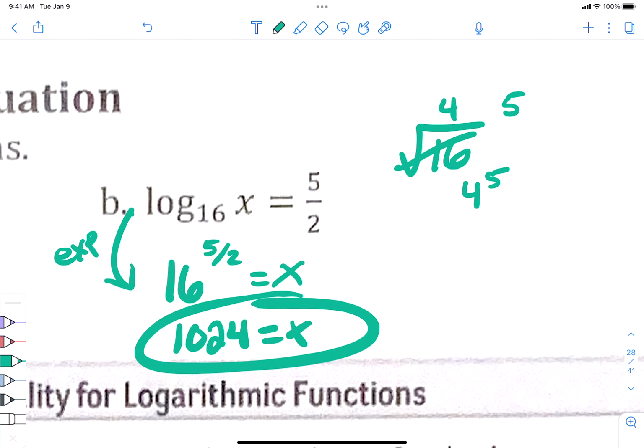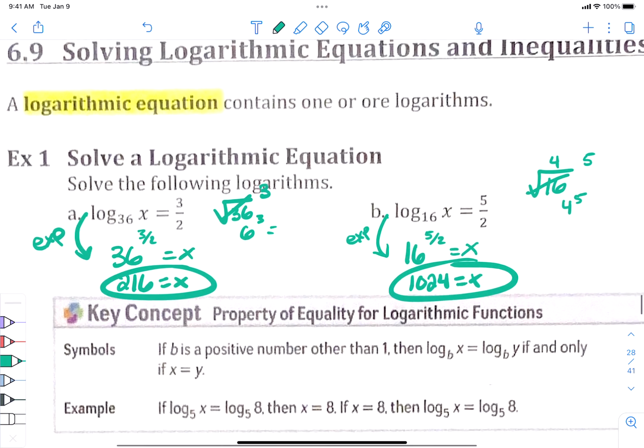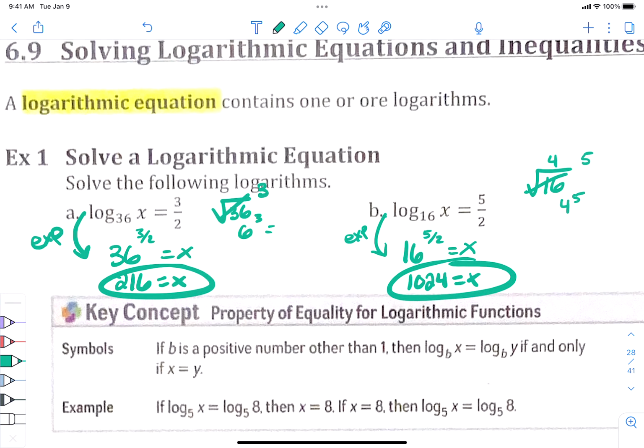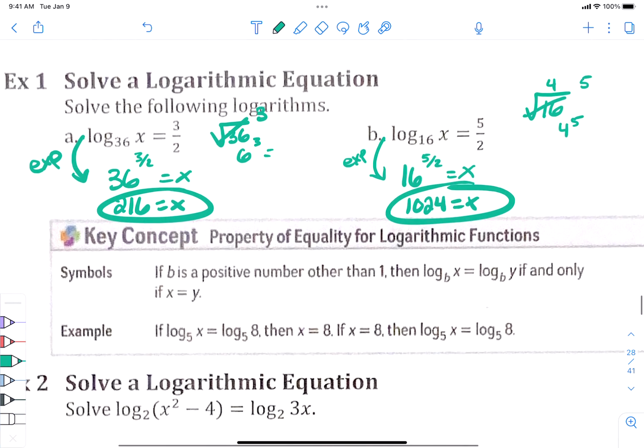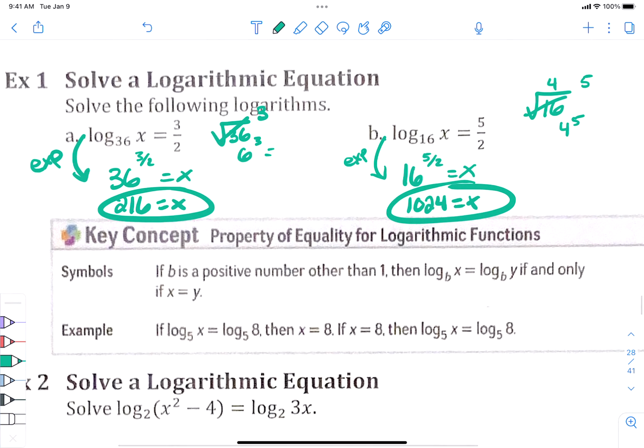1024. So we change it to an exponential. Yeah. 36 to the 3/2 would be 6 to the 3rd power. 6 to the 3rd power. Yeah, exactly. Okay?